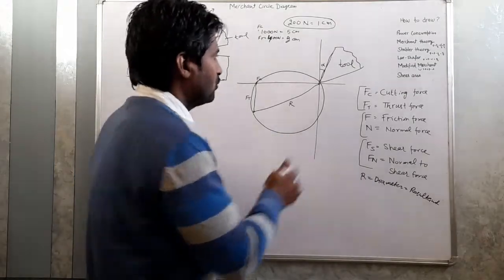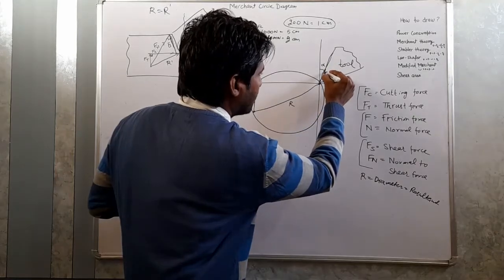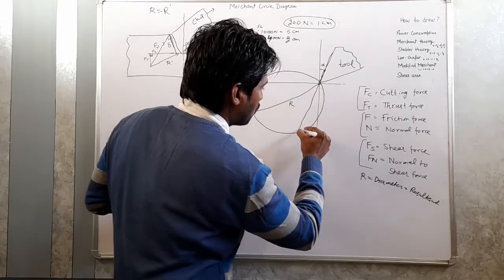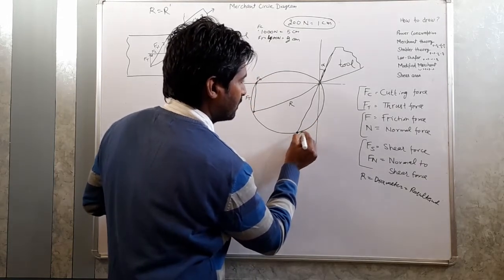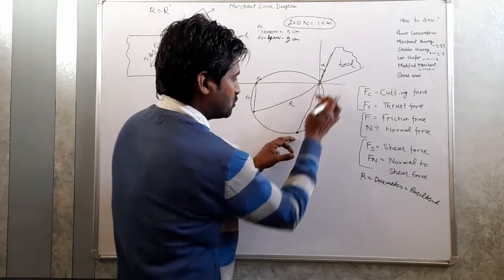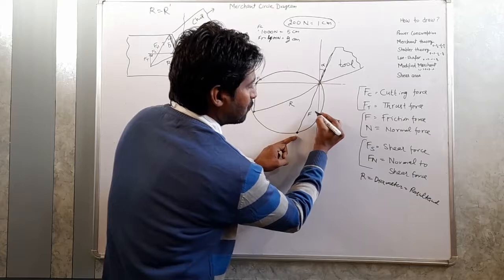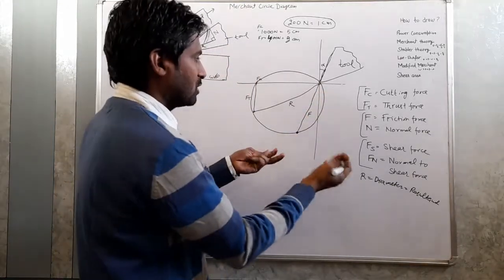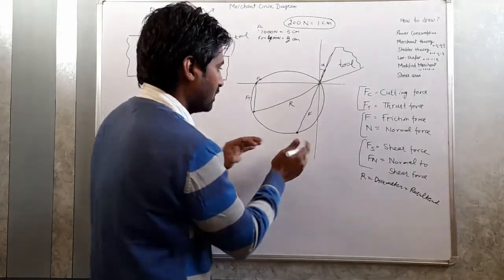Now, as we know the value of alpha, let's extend this line in this direction and stop at the point where it meets the circle. Measure the length from this point to this point. What is this? This is the friction force. Suppose this is equal to 4 centimeter, then the value of friction force will be 800 Newton according to this scale.